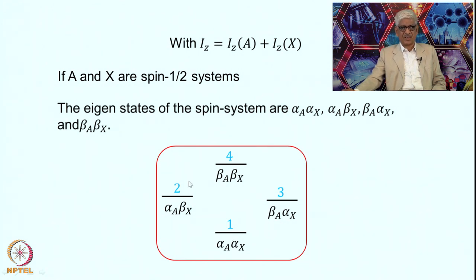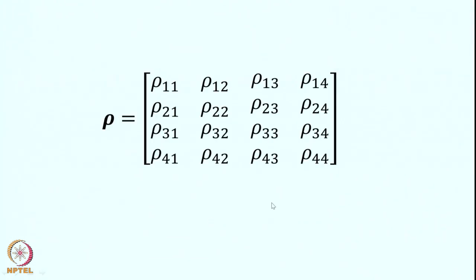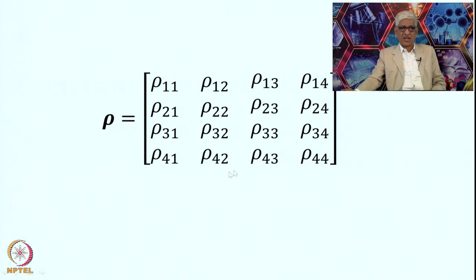This is the convenience. We have just labeled them in this manner; one can label them in any other manner also, but one has to keep the convention and maintain the same convention all through. Now the generalized form of the density operator, the matrix representation of the density operator, will be rho 11, 12, 13, 14, 21, 22, 23, 24 and likewise. So we will have a 4 by 4 matrix for the density operator.